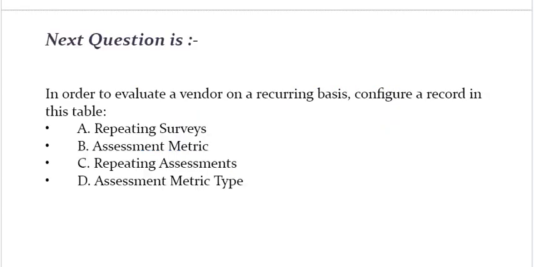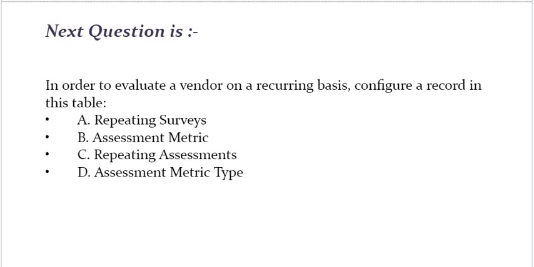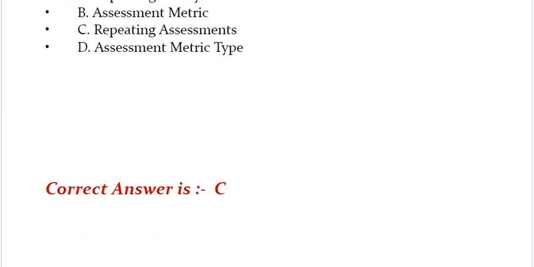Question is, in order to evaluate a vendor on a recurring basis, configure a record in this table. Option A, repeating surveys. Option B, assessment metric. Option C, repeating assessments. Option D, assessment metric type. Correct answer is option C.